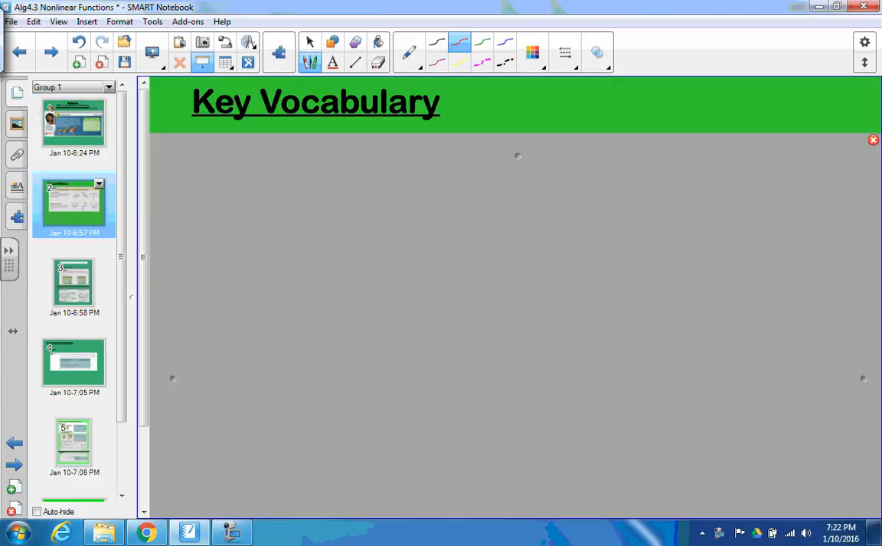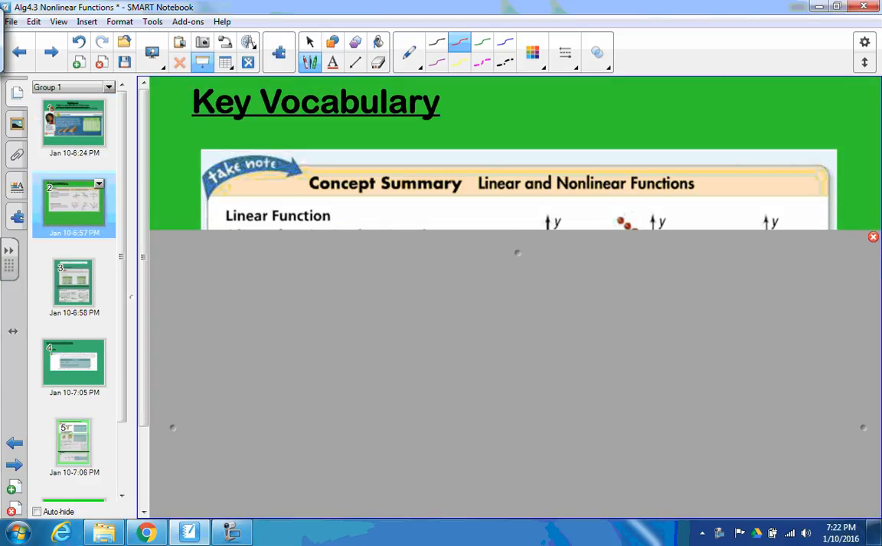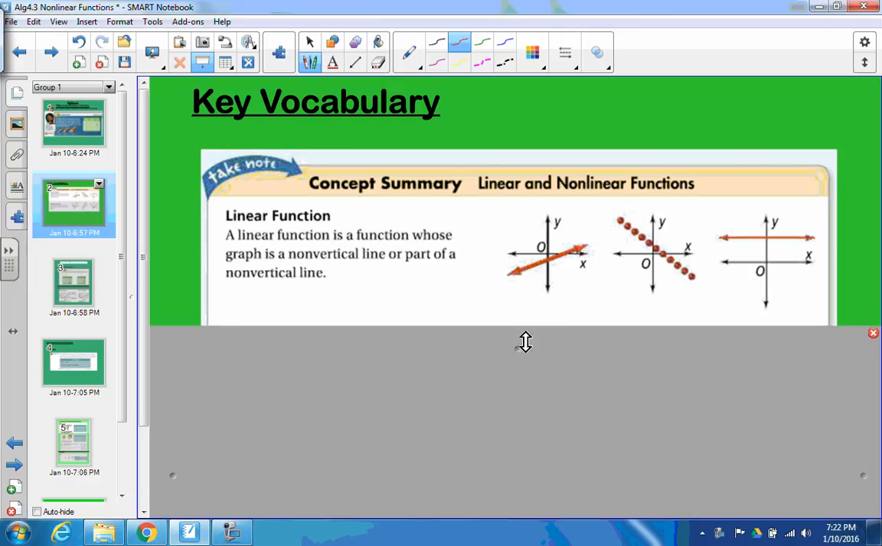So to start us off, a couple vocab words. One we've done already. The first one is a linear function. And a linear function we've talked about is a function whose graph is a non-vertical line, or part of a non-vertical line. So if we look at all these, they're all slightly different, but if it was a vertical line going up and down, that would not be a function, so that's why it's not a linear function. But these are all linear functions because they're all non-vertical lines.